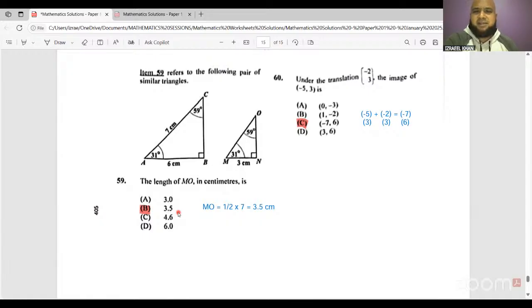I'll say tonight now. Under the translation (-2, 3), the image of (-5, 3) is. I could not get this properly. Class, bear with me with the matrix form. -5 on top, 3 below. When I add this to get the image, what's -5 add -2? That's -7. What's 3 add 3 below? 6. So as a coordinate, it'll be (-7, 6).